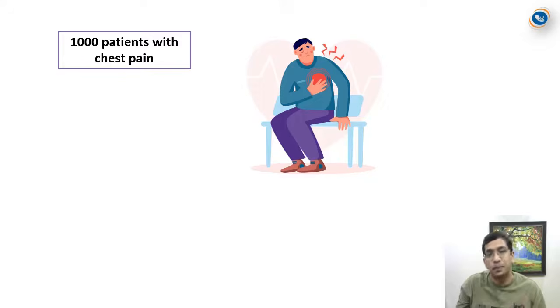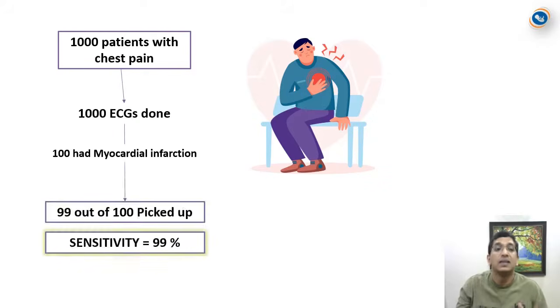So obviously when a patient comes with chest pain, 1000 ECGs were done, one in each of those patients, and 100 of them out of those 1000 actually had a heart attack or a myocardial infarction, but ECG picked out 99 out of those 100. Now when a test picks out 99 out of 100 cases, we say that this test has a sensitivity of 99%. The second part is where most people go wrong.